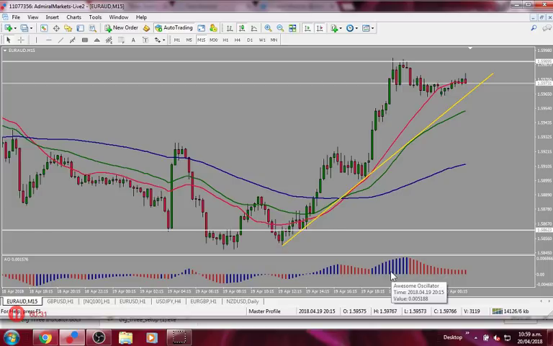Yeah, RSI is good too. Obviously, you can gauge divergence with that as well.